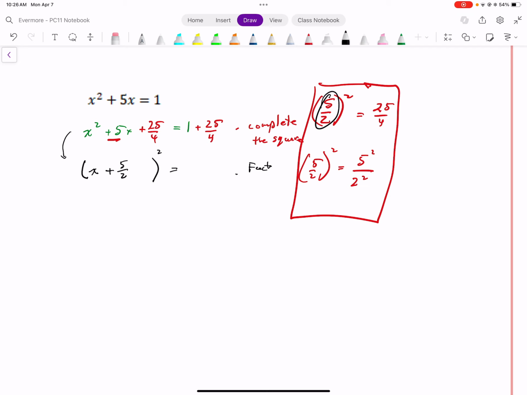Now I'm just going to add those two numbers together. 1 plus 25 over 4 is 29 over 4, because 1 is equal to 4 over 4. When we add two numbers, we need to ensure that there's a common denominator. So I could write 1 as 4 over 4 plus 25 over 4. That's 29 over 4. The next thing I'm going to do is take the square root of both sides.